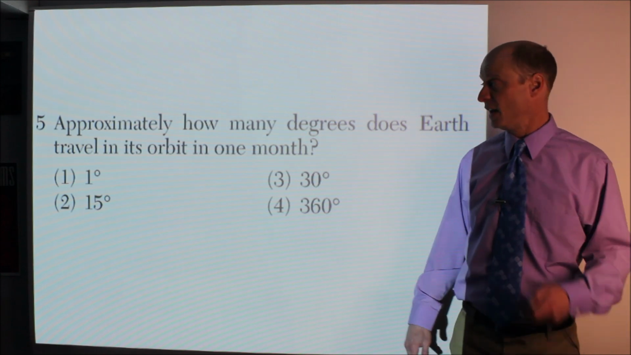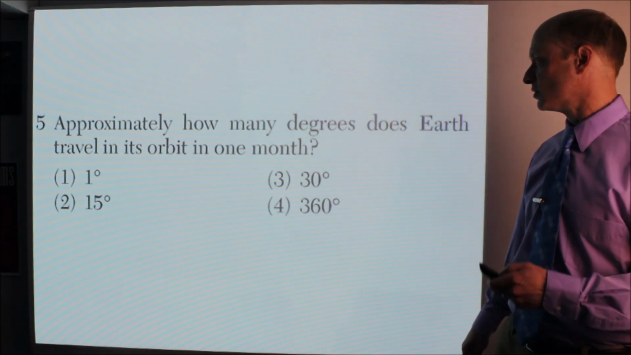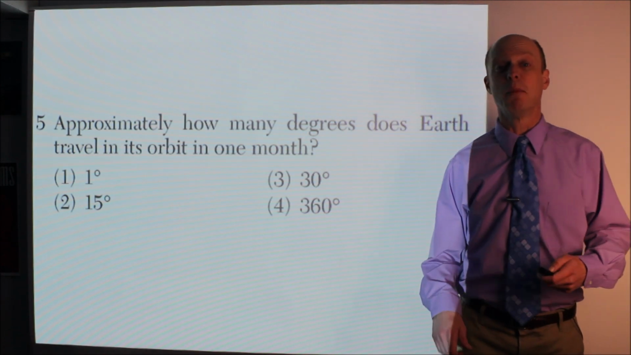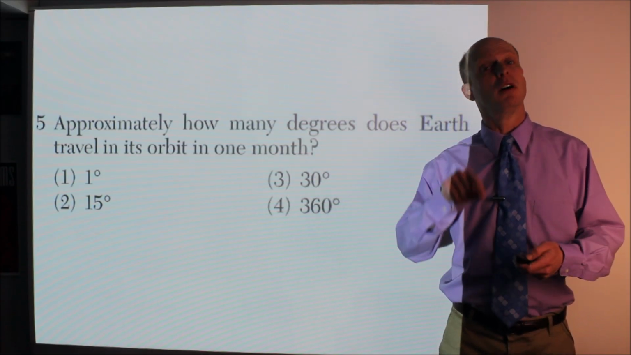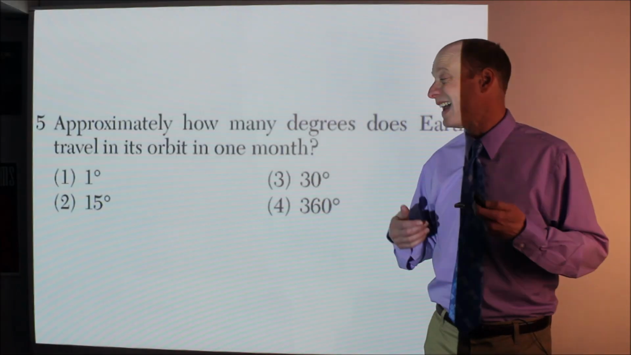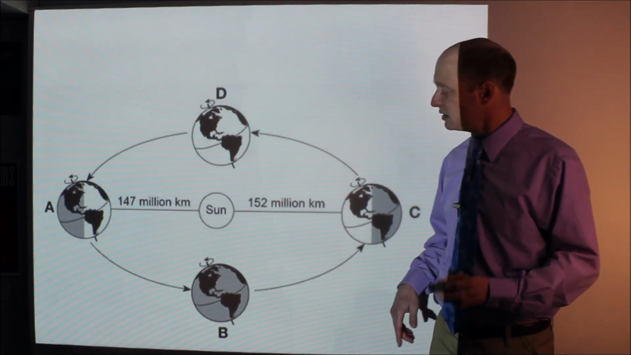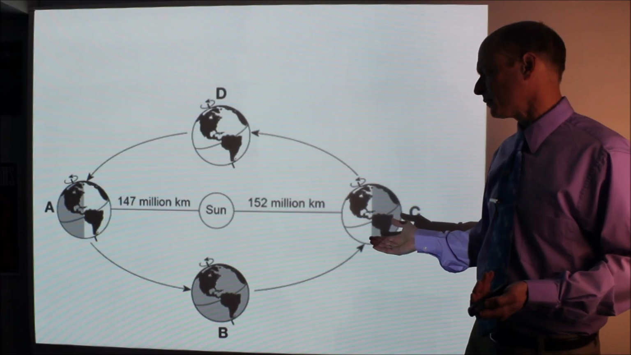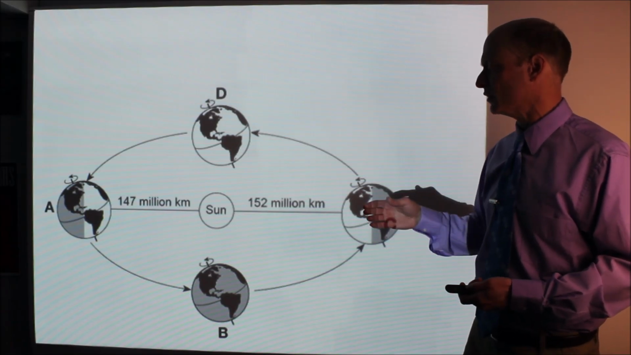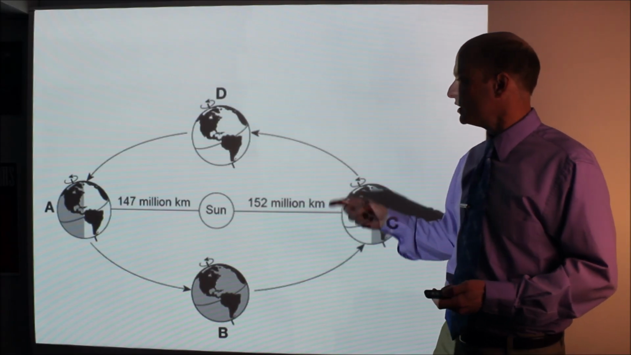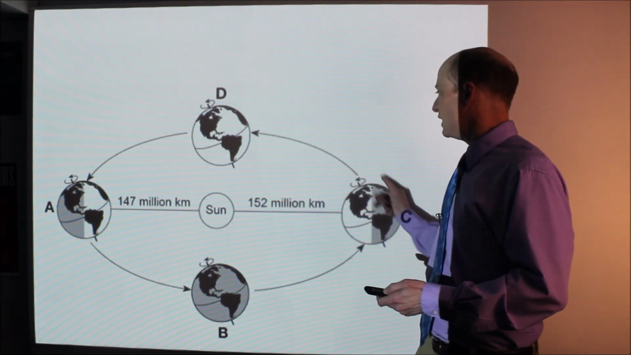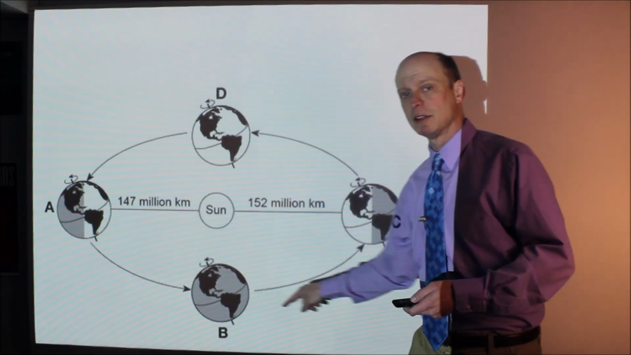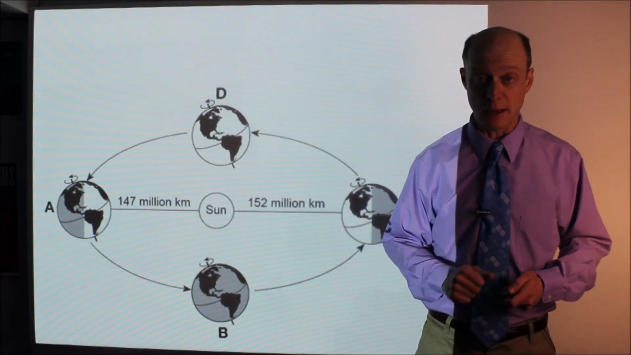Question 5. Approximately how many degrees does Earth travel in its orbit in 1 month? Think of degrees of arc of a circle, right, all the way around is 360 degrees. That's what they're getting at. So let's look at this. This is a diagram showing Earth revolving around the sun, not to scale. And what I want to say is, for instance, for Earth to go from D to A to B to C back to D, that whole revolution takes 1 year, okay?